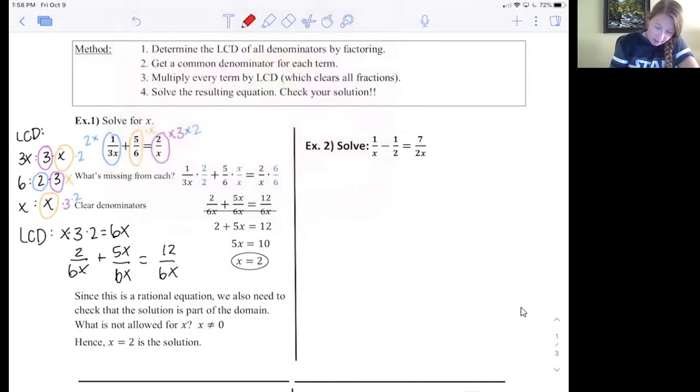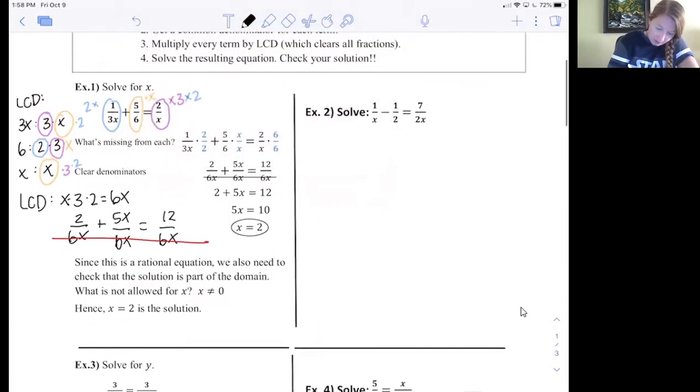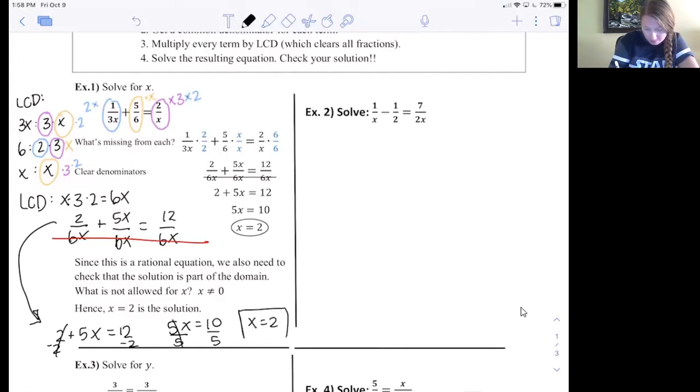So now all you need to do is just ignore those, since they've all got a common denominator, and you can just rewrite it as 2 plus 5x equals 12. And now you're just going to solve this. So I'm going to subtract 2. I'm left with 5x equals 10. Divide by 5, divide by 5. So x equals 2 is my answer.